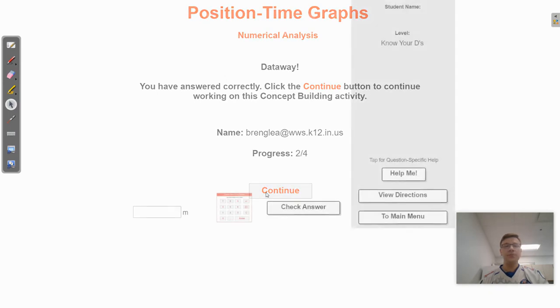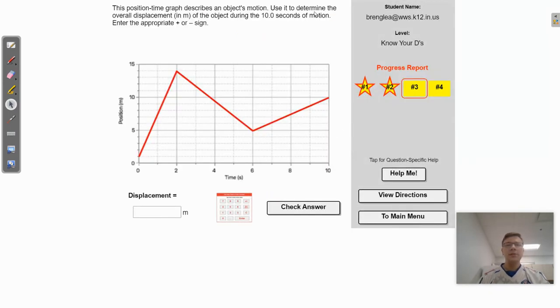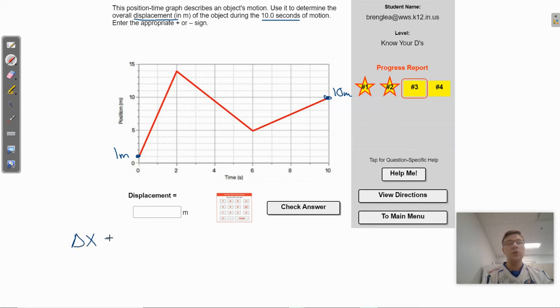Go back here. This one is asking us to determine the displacement again. So displacement during 10 seconds of motion. Once again, all we have to do is mark the initial position, which is 1 meter, and the final position, which is 10 meters. Obviously, it's a positive 9 meter displacement, but just remember that displacement or change in position is the final position minus the initial position. So that's going to be 10 minus 1. It's just going to give us positive 9 meters.